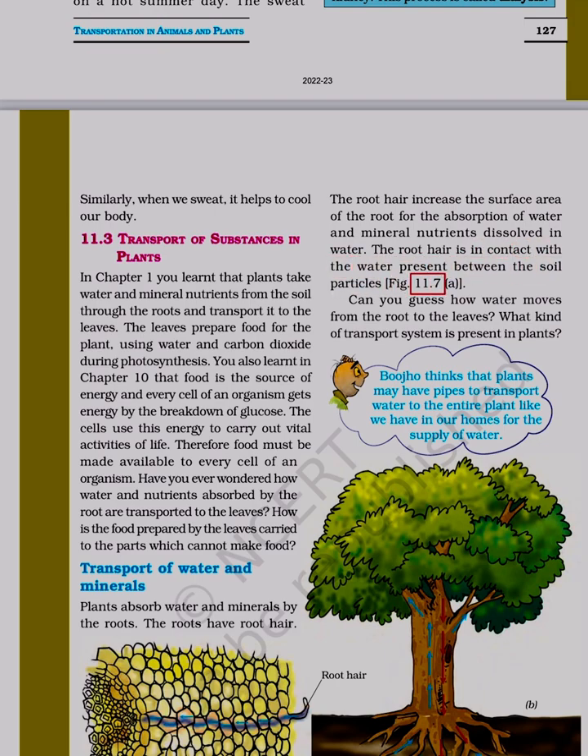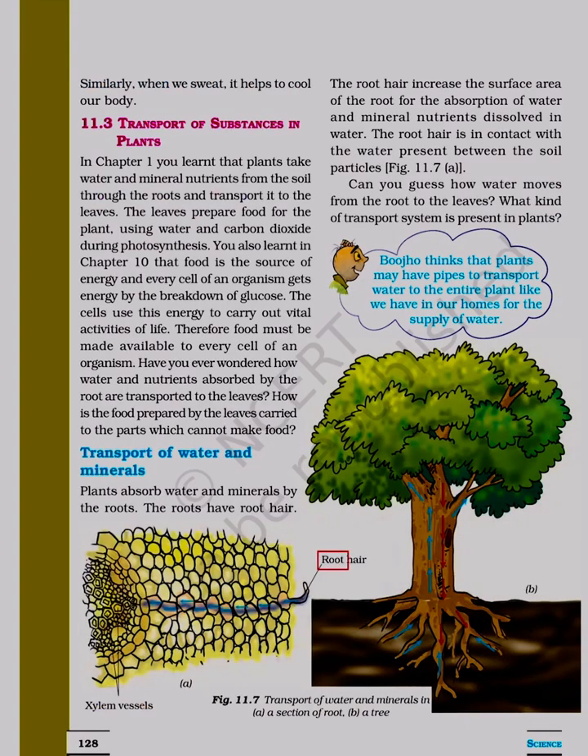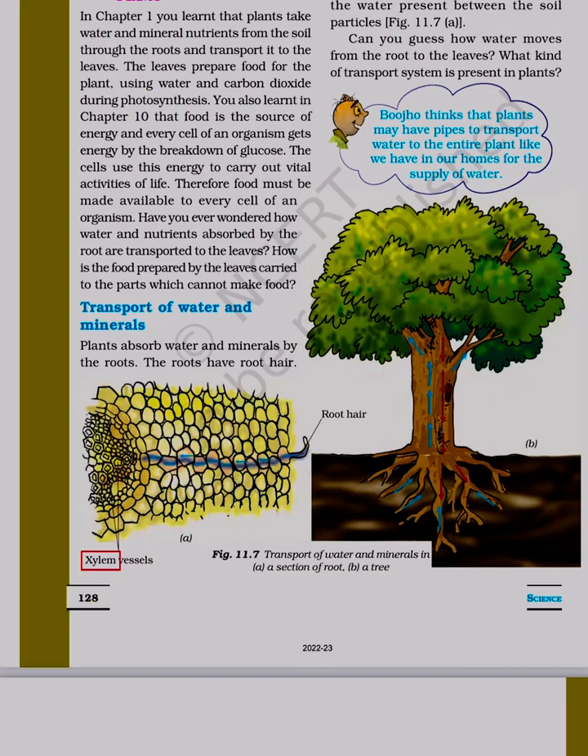Figure 11.7. Can you guess how water moves from the root to the leaves? What kind of transport system is present in plants? Bujho thinks that plants may have pipes to transport water to the entire plant like we have in our homes for the supply of water. Root hair. Xylem vessels.